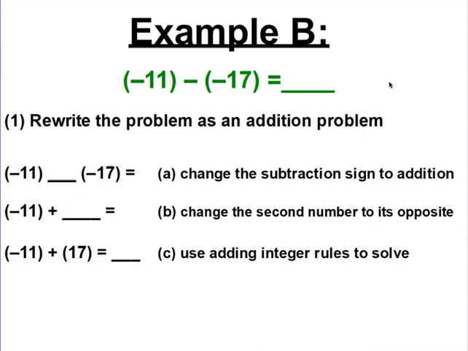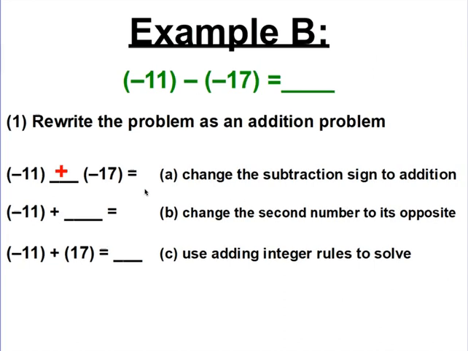Example number 2, let's use the same procedures. One quick phrase you might be able to use to help you remember these procedures is keep, change, change. Keep the first thing the same, the first number. Change the sign in the middle from subtraction to addition. And then change the number that comes last or second in the problem to its opposite. So let's do that with this. Keep negative 11 as negative 11. Change the subtraction sign to an addition sign. And then down here in part B, change negative 17 into positive 17.